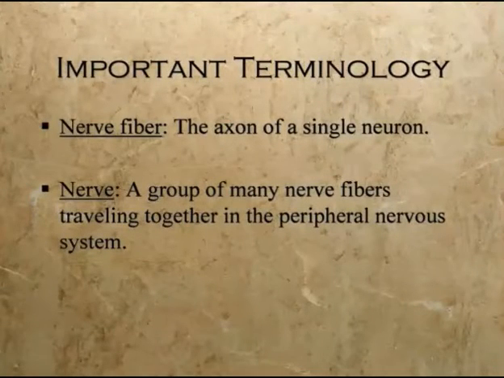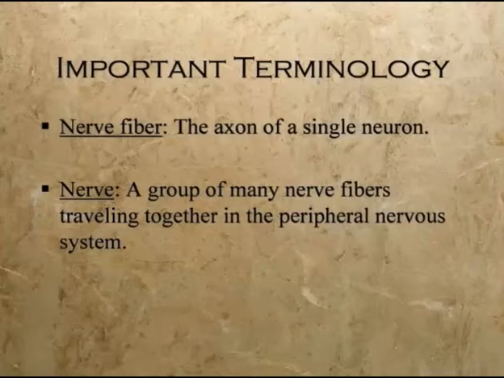I put this slide in here just to go over some important terminology. It's important that you understand that when we talk about a nerve fiber in physiology, we're speaking about a single axon of a neuron. When we use the term nerve per se, we're talking about a bundled up group of neuronal axons in the peripheral nervous system.